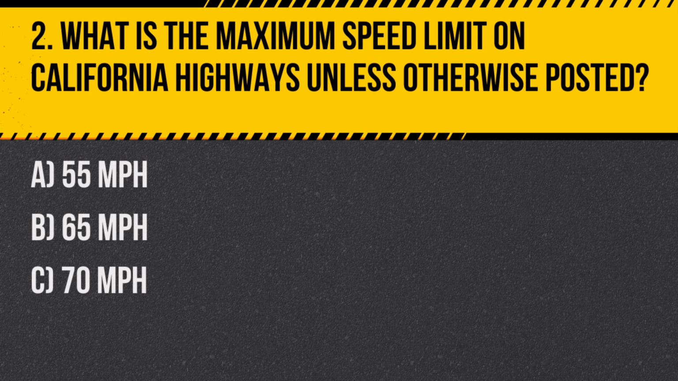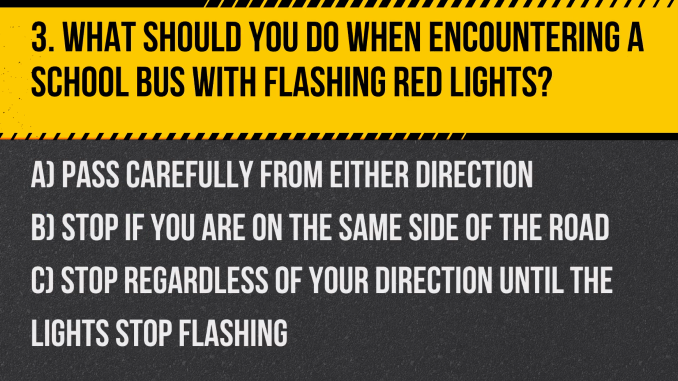A. 55 miles per hour. B. 65 miles per hour. C. 70 miles per hour. Answer. B. 65 miles per hour. The maximum speed limit on most California highways is 65 miles per hour unless otherwise posted, allowing for consistent and safe traffic flow. Question 3.